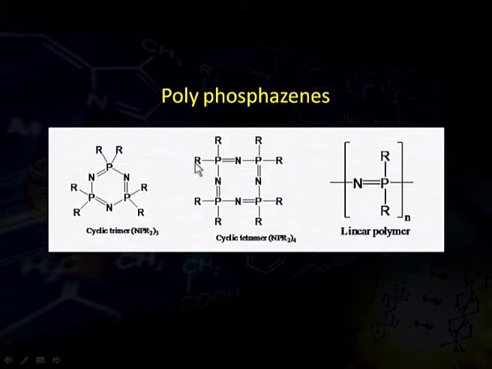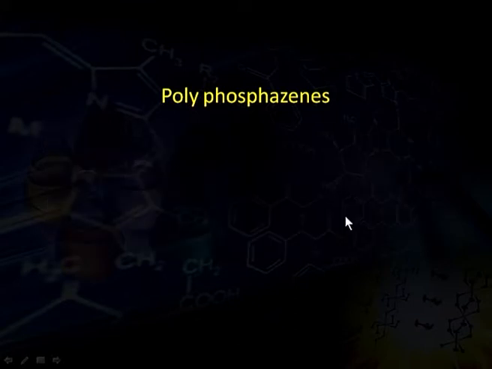The R, as I have already said, can be alkyl, phenyl, or any halogen. This is the linear polymer, or we can also say that this is the general formula of the phosphazenes. Here we can see nitrogen is attached to phosphorus and phosphorus is also attached to 2 R groups, and this is a monomer unit; when n number of units connect together they form the polymer.